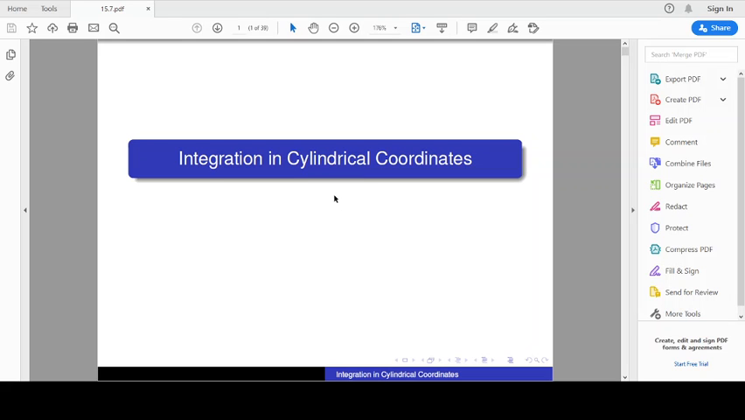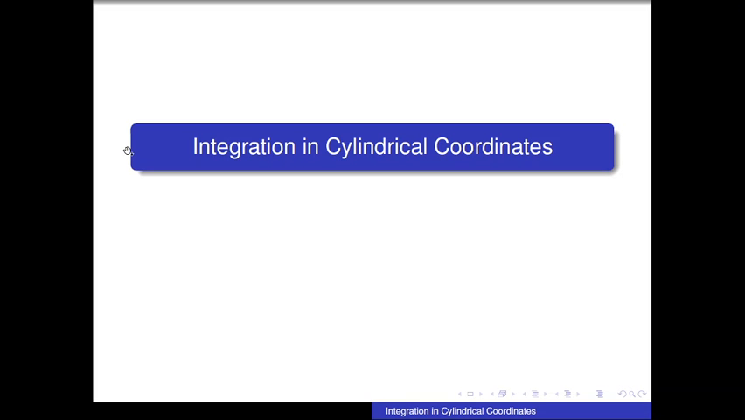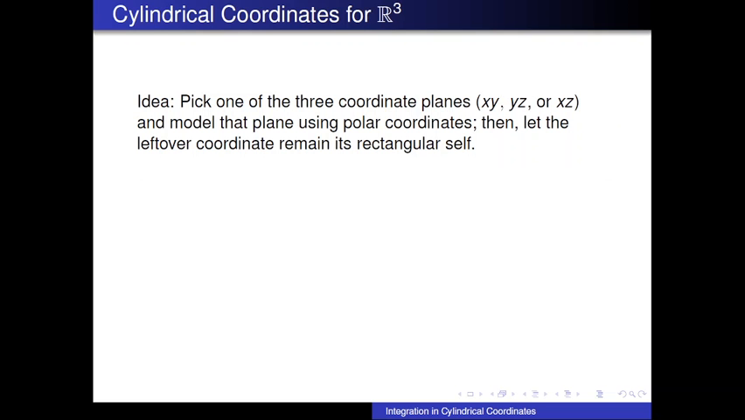All right, so let's talk today about integration in cylindrical coordinates. This comes to us from section 15.7 of the textbook, but it is kind of the logical extension to dimension 3 of integration with polar coordinates. So what's the idea here?